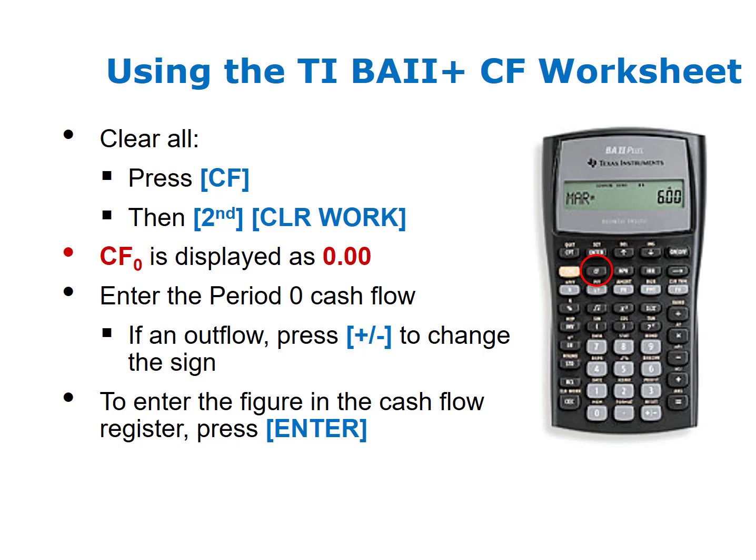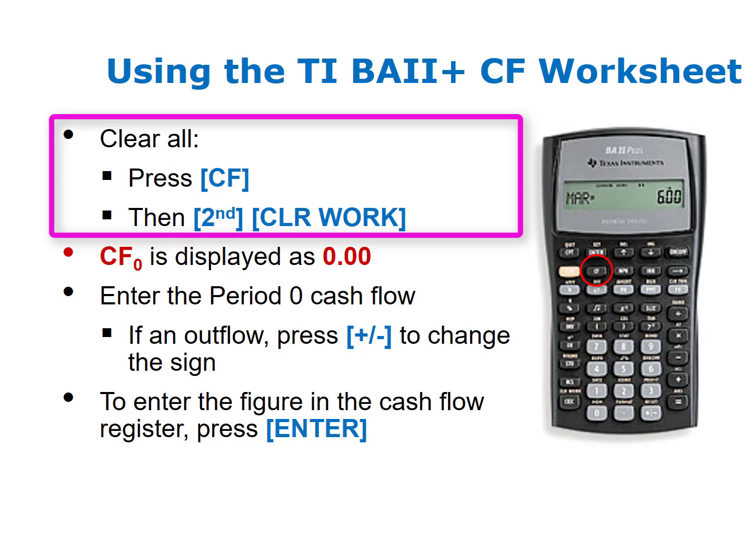The TI Business Analyst 2 has a built-in cash flow worksheet to perform these calculations. With the cash flow worksheet, it is critical to clear the worksheet before you start. Unless you clear it, it still holds whatever you entered the last time you used it, and it has a lot of cells. To clear it, press CF, then second, and clear work down at the bottom.